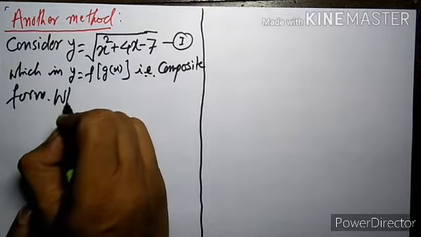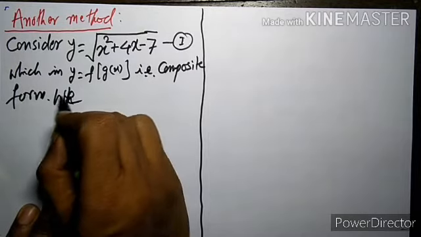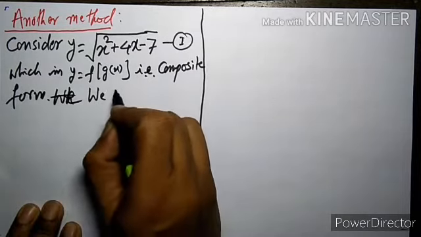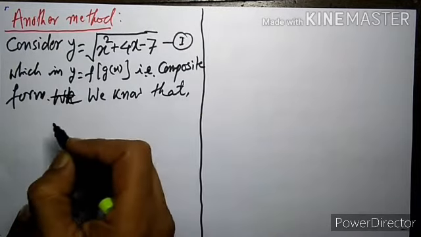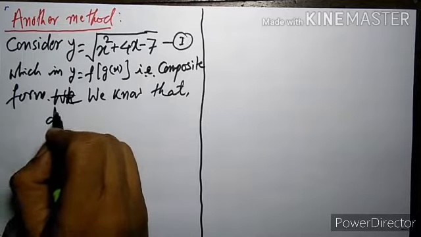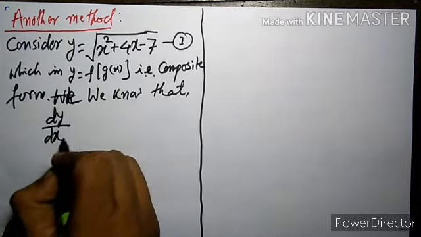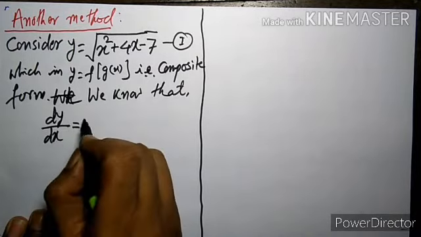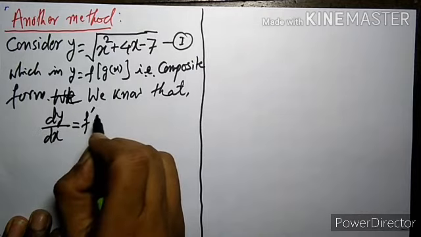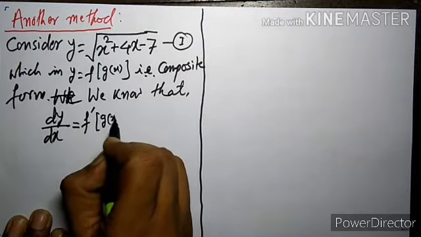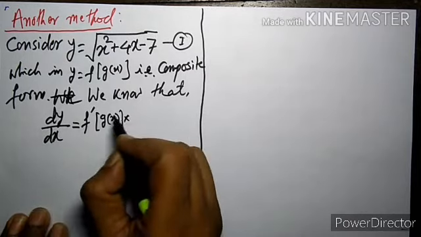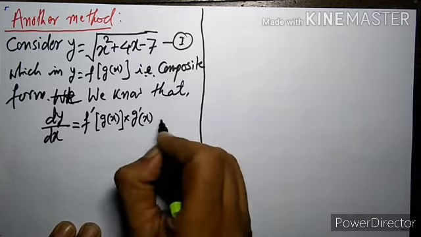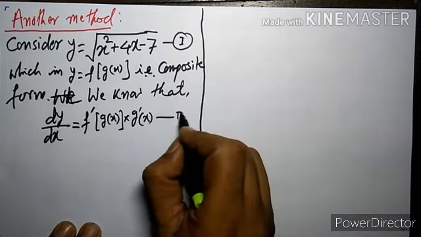We know that, we have seen the formula for the derivative of it. It is dy by dx is equal to the derivative of the outer function f dash keeping the inner function as it is, g of x, into, now we have to remove the outer function f and go for the derivative of the inner function, g dash of x. So I'll call this second.